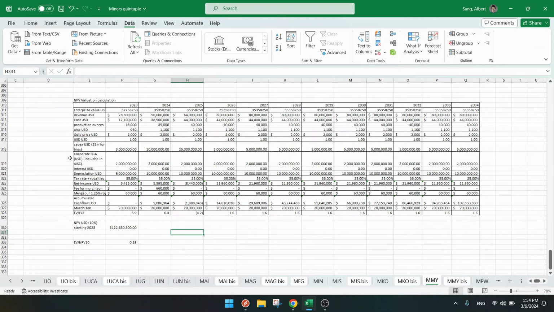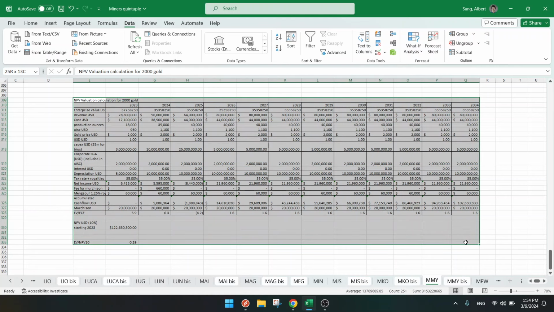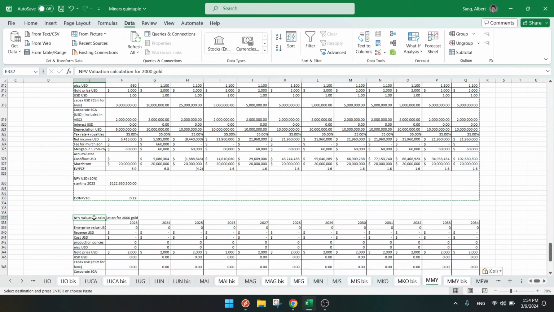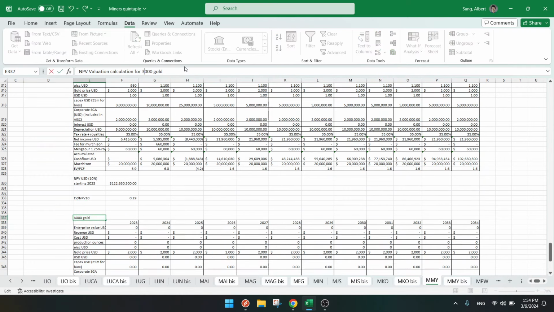So this is the NPV model for 2000 gold. Okay. Now we need the NPV model for 3000 gold. NPV calculation for 2000 gold. And now we need the NPV model for 3000 gold. 3000 gold.